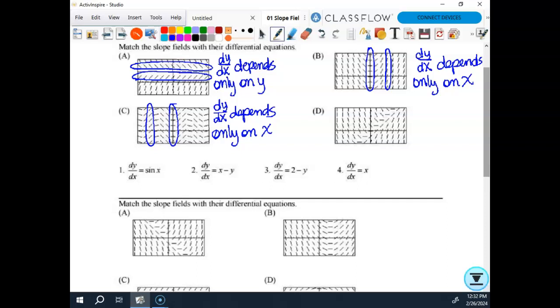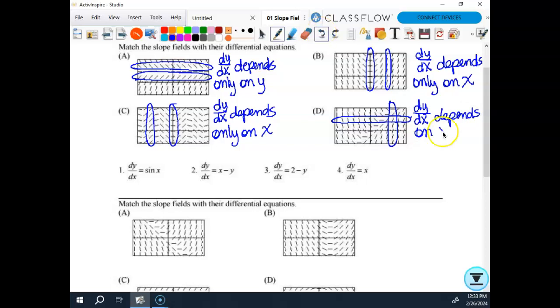Now look at D. If you pick any vertical, are they all the same? No, right? Are the horizontals all the same? No. Okay, because remember, we have to be able to pick any of them. And vertically, they're not all the same. Horizontally, they're not all the same. So that means here that dy/dx depends on x and y.